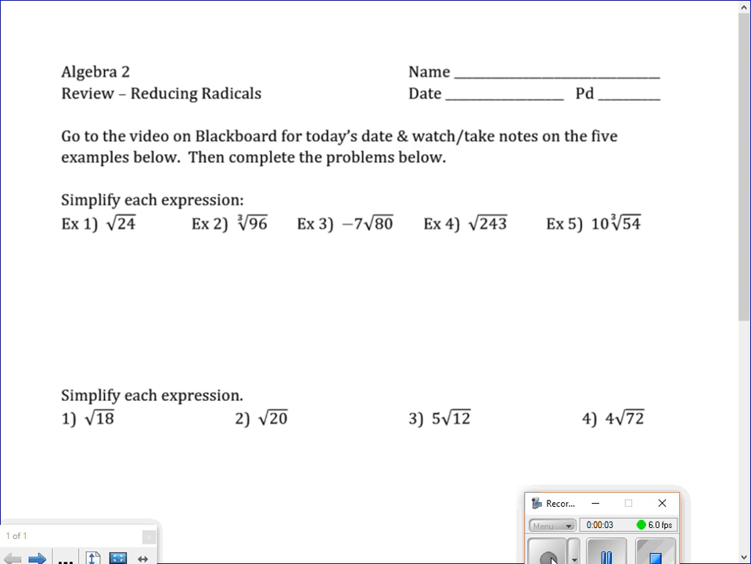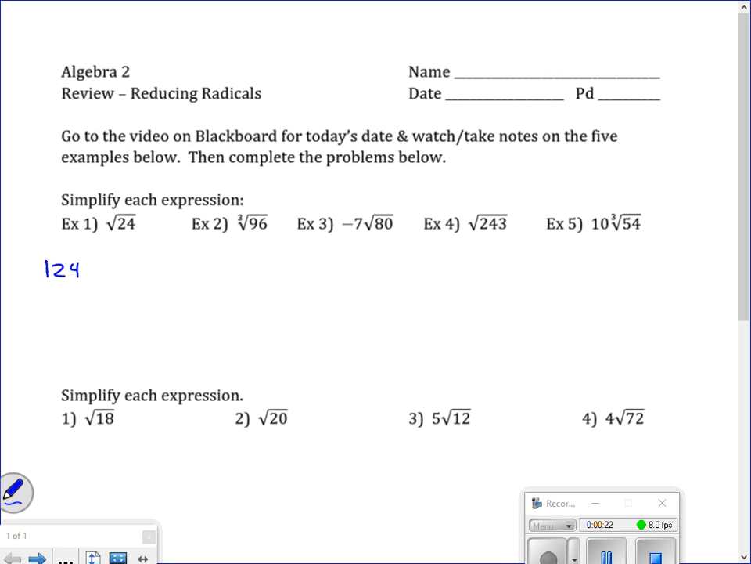All right, we're about to do some problems that involve reducing radicals. The radicals we're going to reduce are square roots, but I have some cube roots on this page as well, just to remind you for future chapters.